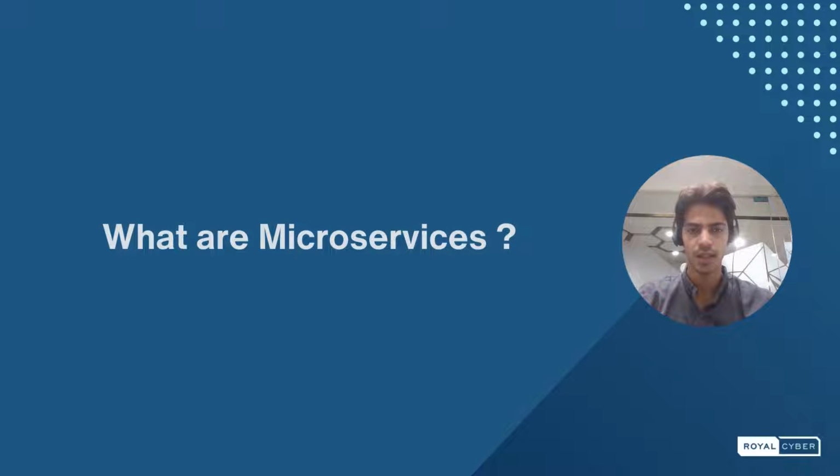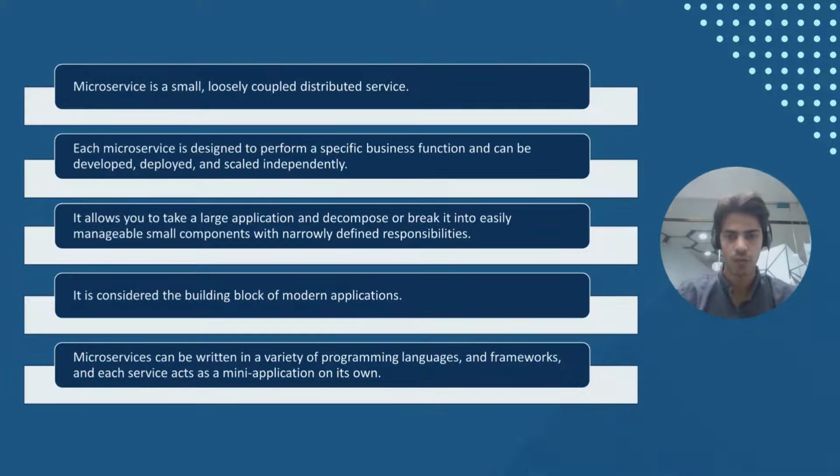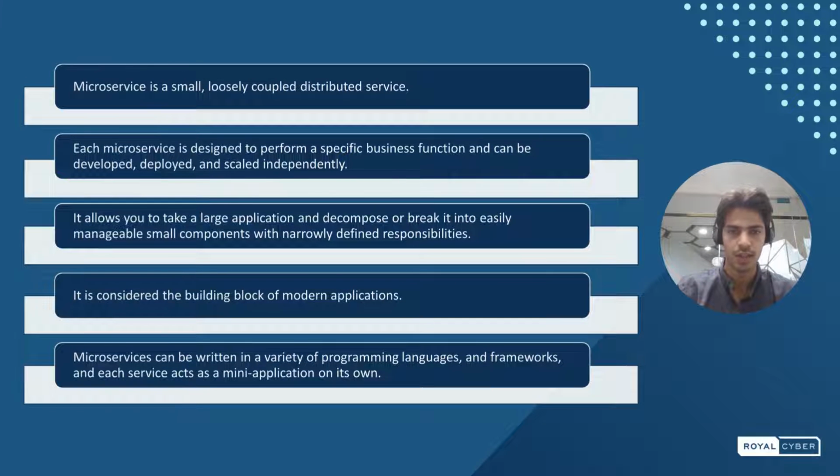So, what basically is a microservice? Let's get to know about that. A microservice is a small, loosely coupled distributed service which acts as a component or part of a whole large application. So, in microservice architecture, the whole large application is divided into chunks or small parts of the application which work independently, are deployed independently, and are developed independently.